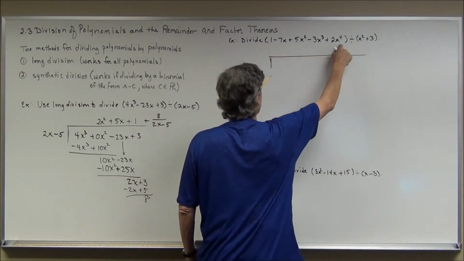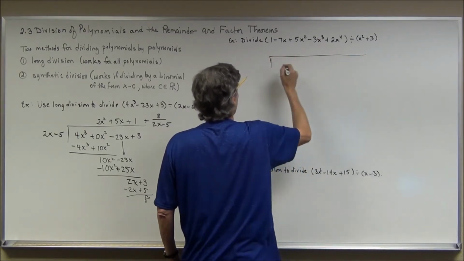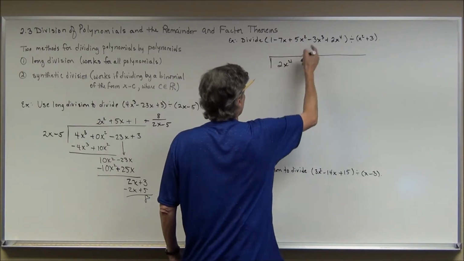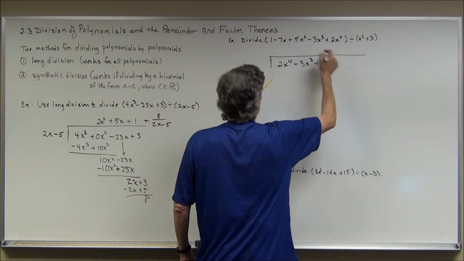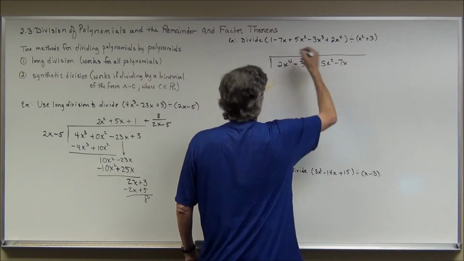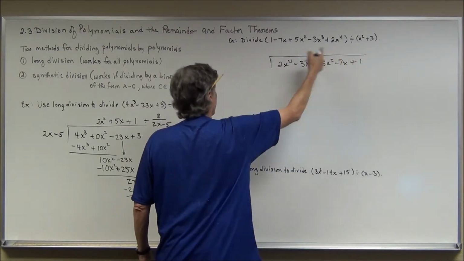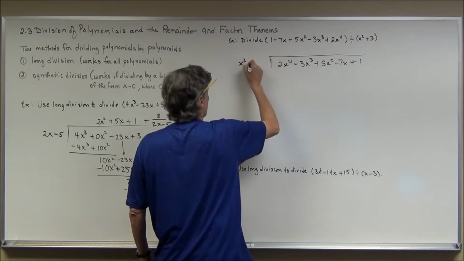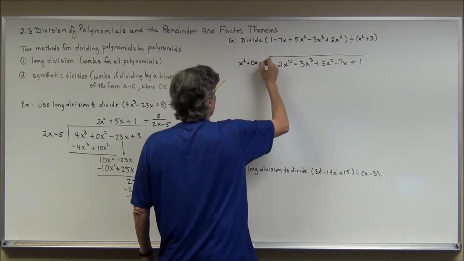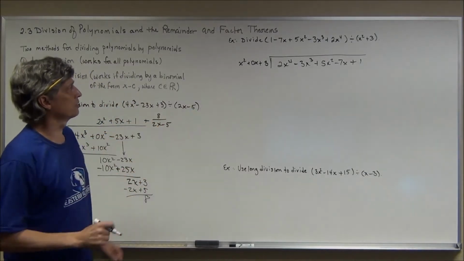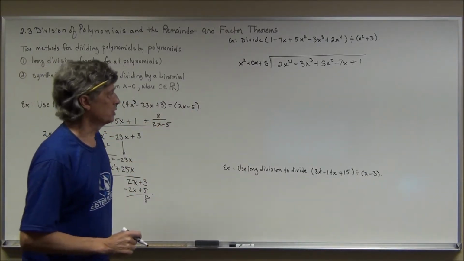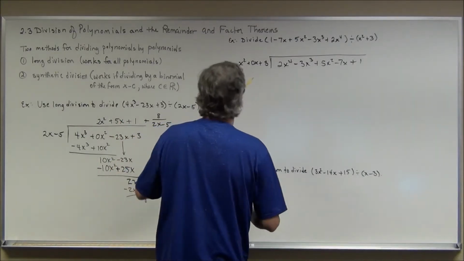I'm going to rewrite this in descending order. So he goes first, 2x to the fourth minus 3x to the third plus 5x squared minus 7x and a plus 1 for the positive 1. Out here I'm going to write x squared plus 0x plus 3. Again, I need that placeholder to keep my like terms lined up, and I start the same process that I did on this example.